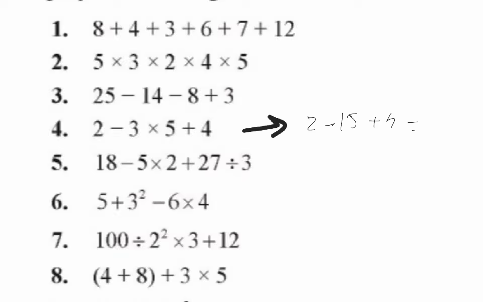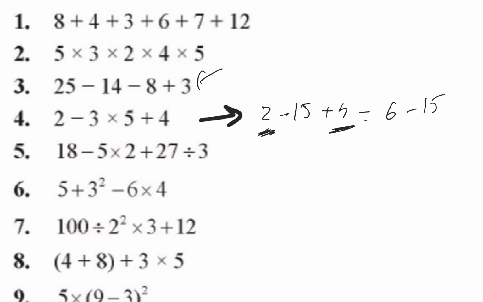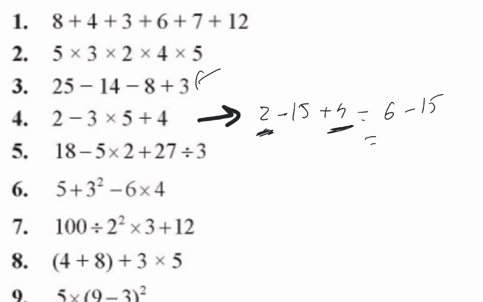So now I have to do what I did on the third problem. How do I sum this? Well, I collect all the positive numbers, 6, and I subtract the negative number, 15. And 6 minus 15 is minus 11. So the problem is done. Let's go to the next one.